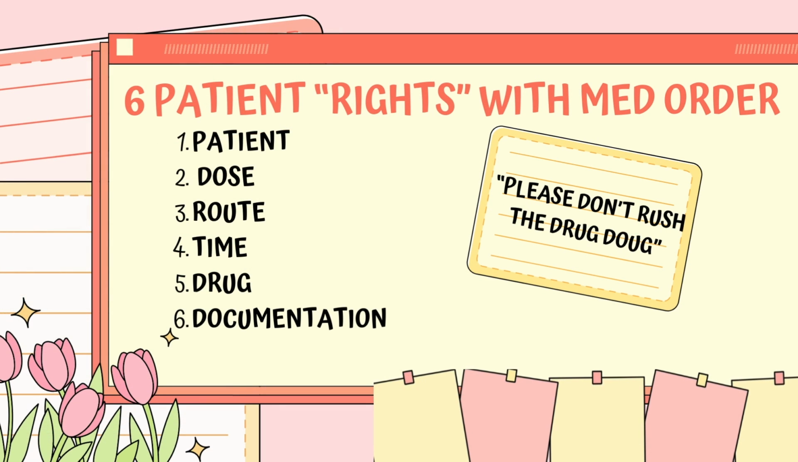Six patient rights with a medication order include the patient, the dose, the route, the time, the drug, and the documentation. A way that we can remember this is with the acronym, please don't rush the drug, DUG. So the first letter of each of those words corresponds with the first letter of each of the six patient rights.